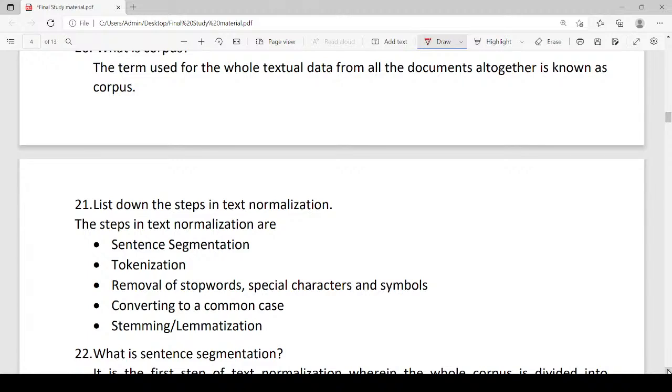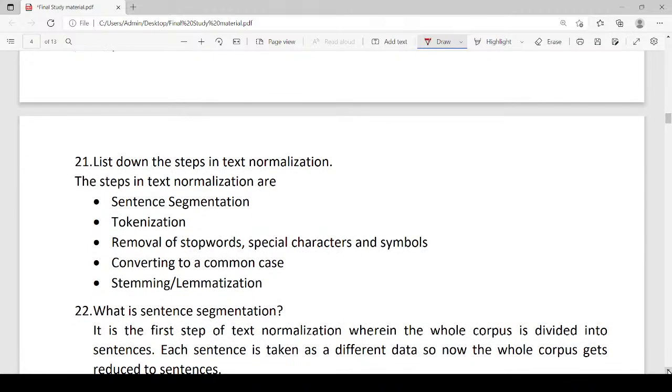What are we going to do in sentence segmentation? The first step of text normalization, what are we going to do here? In sentence segmentation, exactly, divide the corpus or segregating the sentences. Exactly, yes, all of you have got it right here. I see correct answers for everyone. This is the first step wherein you are going to break down the whole corpus into different sentences. Now each sentence is taken as data, so now the whole corpus gets reduced to sentences.